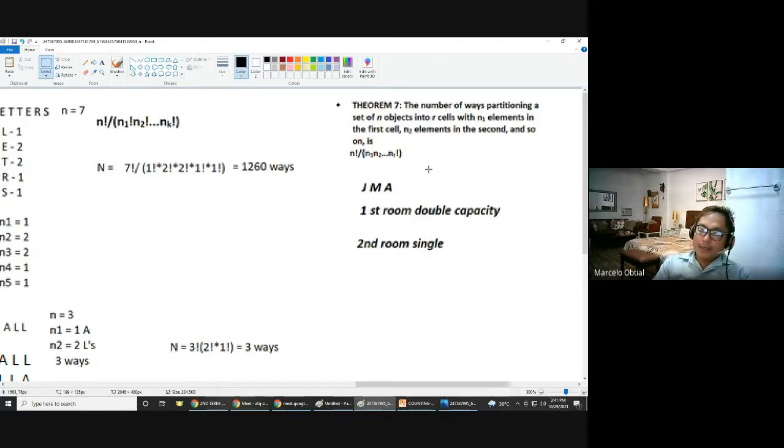Now, example, they went outside. Okay. They went on an outing. Then they need to rent rooms. But the available rooms are two. The first room can fit two people. The second room can fit only one person. So in how many ways can you arrange them?